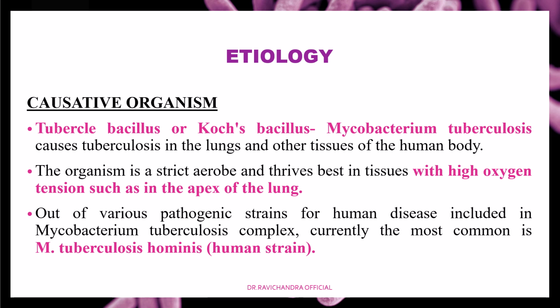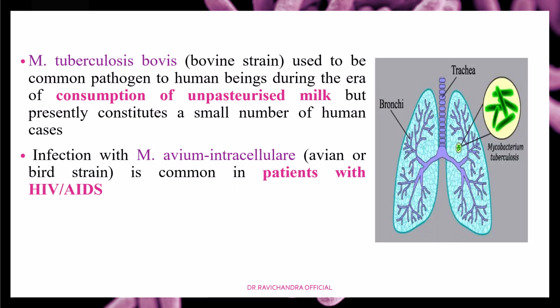Out of the various pathological strains for human disease included in the Mycobacterium tuberculosis complex, the most common one currently is Mycobacterium tuberculosis hominis, which is the human strain. Coming to the bovine strain, Mycobacterium bovis used to be the common pathogen to human beings during the era of the consumption of unpasteurized milk. But nowadays, everyone is pasteurizing the milk, right? So it presently constitutes a small number of human cases. Next is the avian or bird strain, which is infection with Mycobacterium avium intracellulare. It is common in patients with HIV or AIDS.